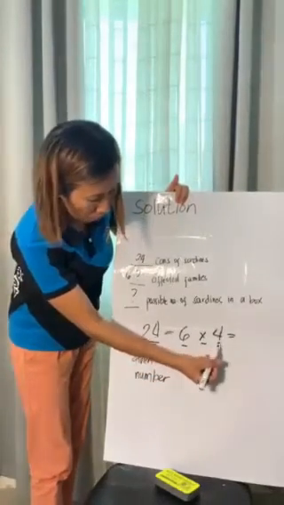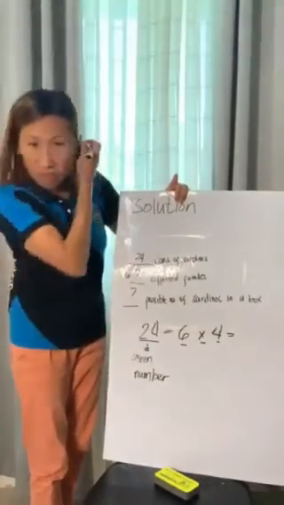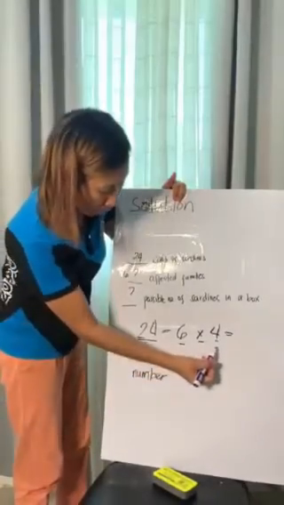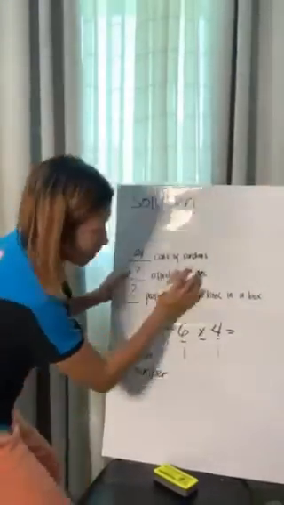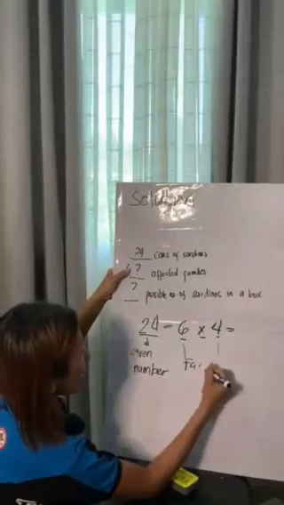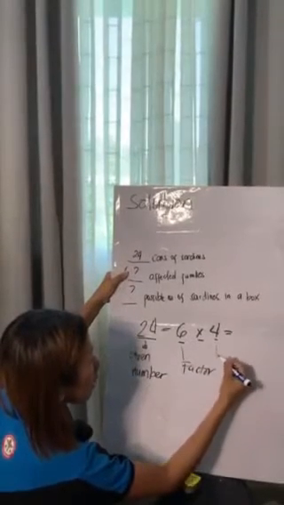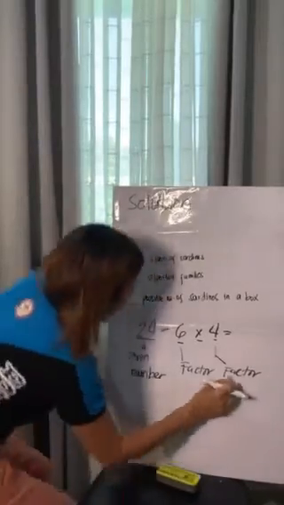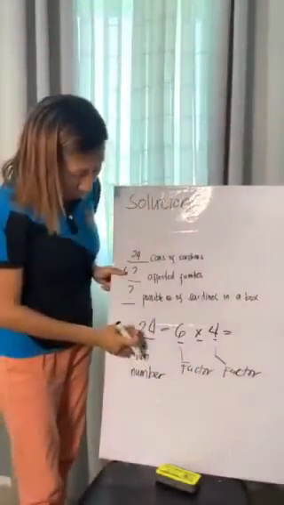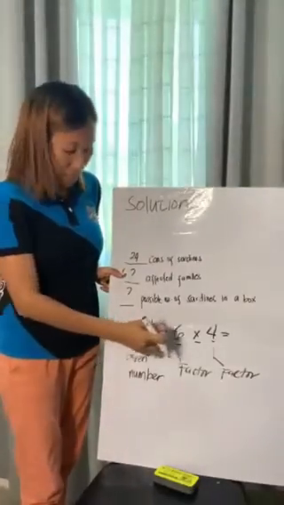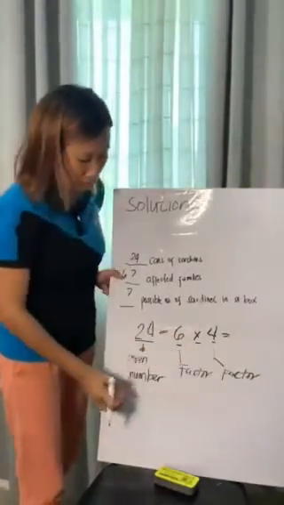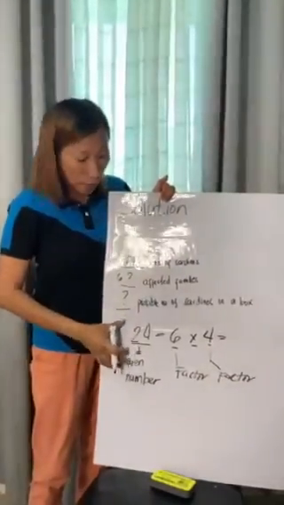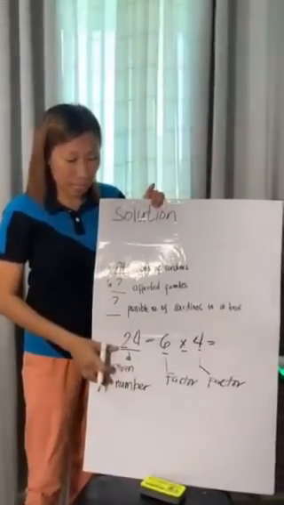I-multiply natin sa 4 ay magiging 24. 24 is a given number and then this 6 and 4 are factors. Ang tawag nito ay factor. At saka itong 4, factor. So, 6 and 4 are factors of 24. So, ito yung mga possible answer mula sa motivation.